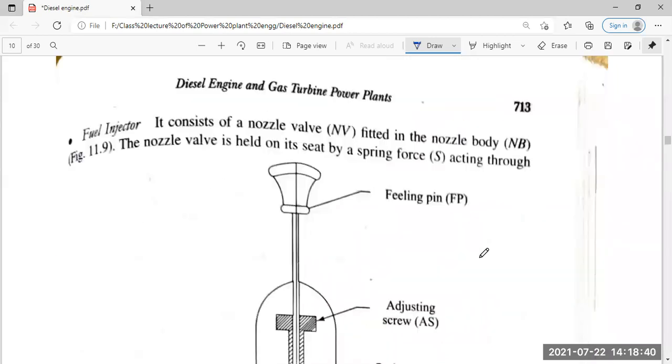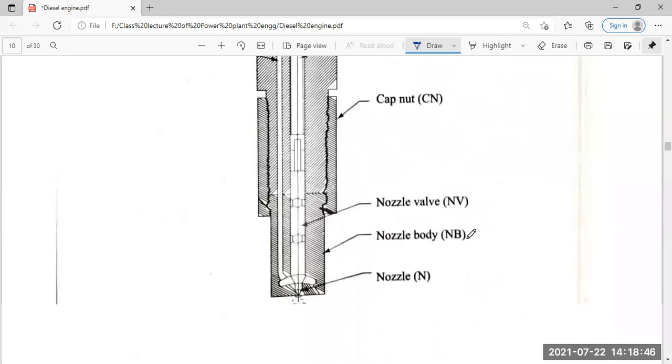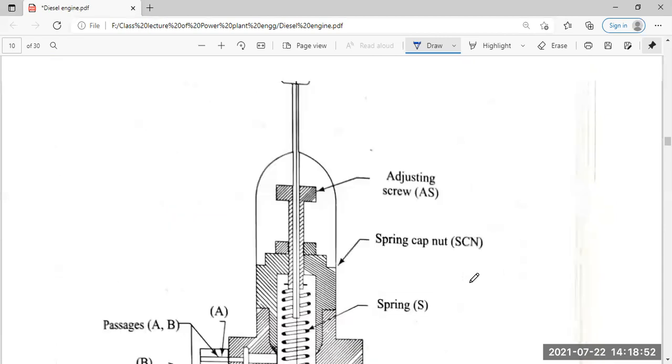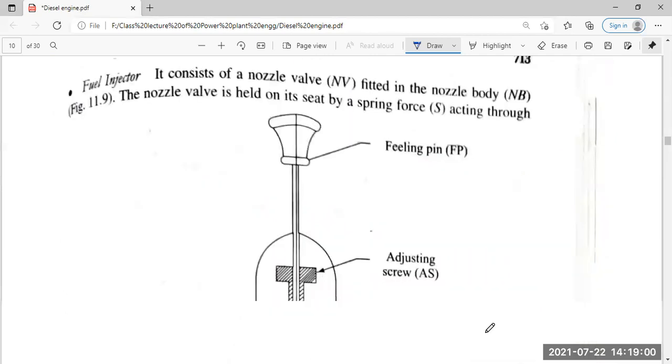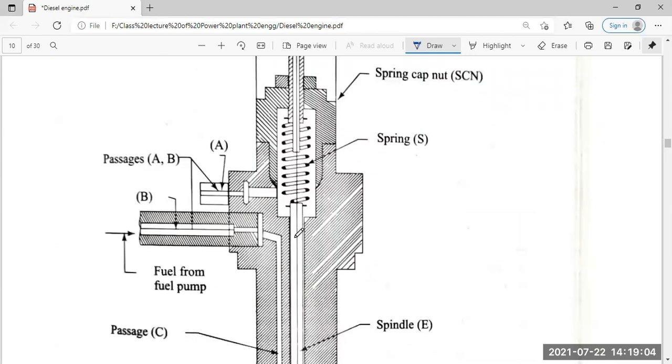Now, next let us go to the fuel injector itself. It consists of a nozzle valve NV. This is the nozzle valve NV here. This is a valve and this is the nozzle itself. And this nozzle valve is held on its seat by a spring force.